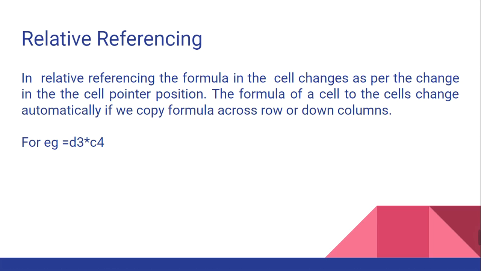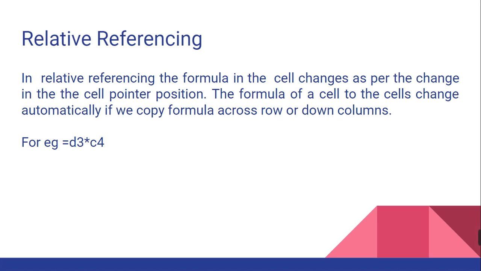So the first type of cell referencing is called the relative referencing. In the relative referencing, when the formula is copied, both the row name and the column name could be changed. For example, we have a formula given here, D3 into C4. So here D is the column and 3 is the row, and C is the column and 4 is the row. So when we are copying the formula, then in a cell address, either the row can change, or the column can change, or both can change.